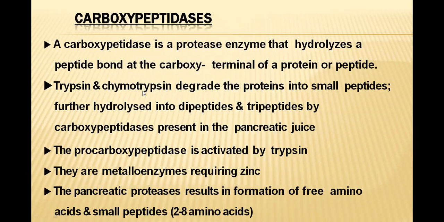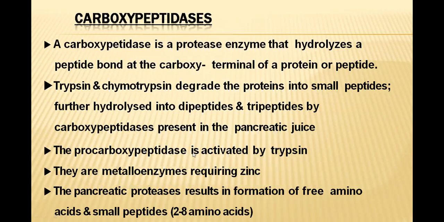And on the smaller chains or small peptides, these carboxypeptidases will act. So on bigger chains, trypsin and chymotrypsin will act. As a result, small peptides will be formed. And on the small peptides, carboxypeptidases will work. And these carboxypeptidases cleave the small peptides from their carboxy terminals to give rise to dipeptides and tripeptides.